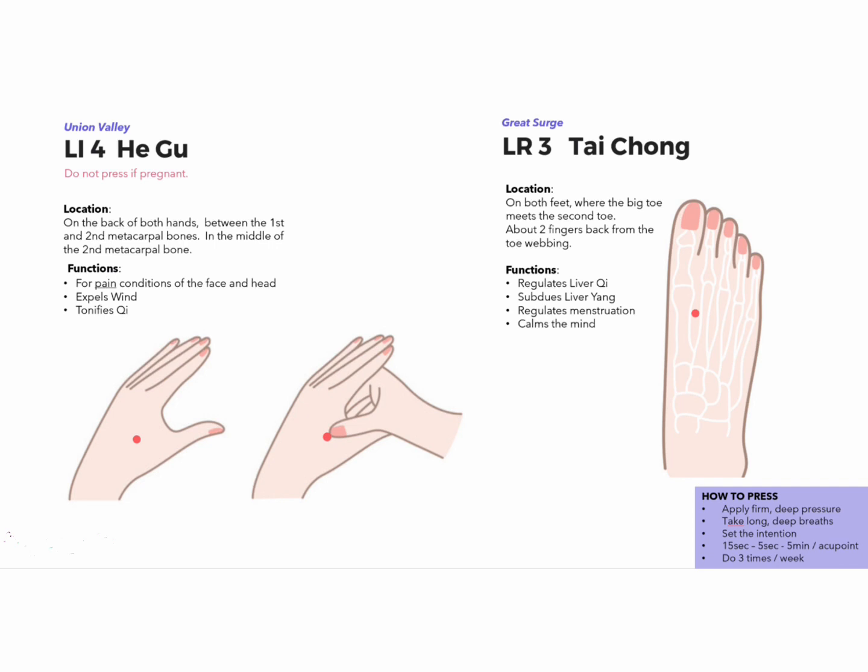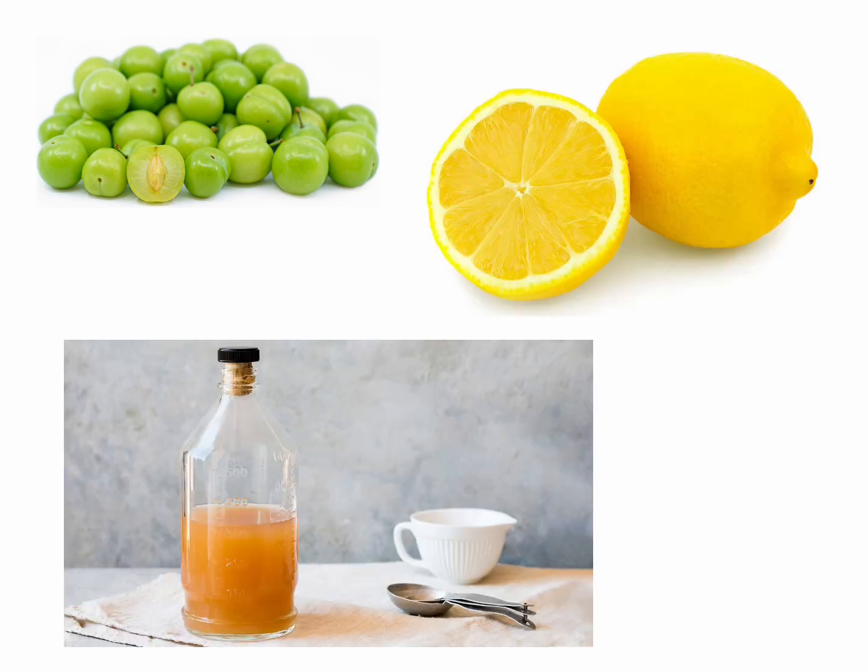Press on a regular basis as acupuncture works cumulatively. Do note to avoid pressing some points if you are pregnant. Lifestyle tips. The liver is associated with sour. Adding foods such as sour plum, lemon, apple cider vinegar can support your liver. Don't take on an empty stomach if you have gastritis.